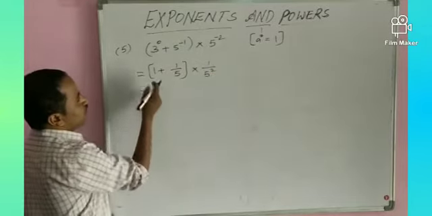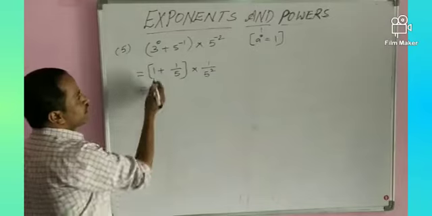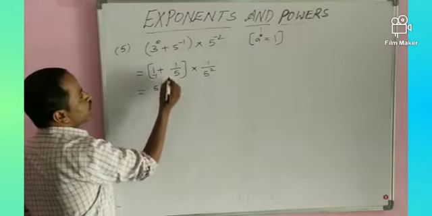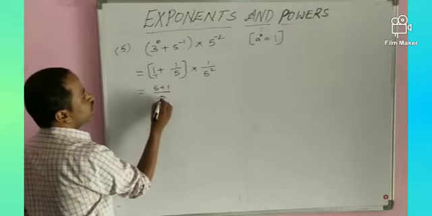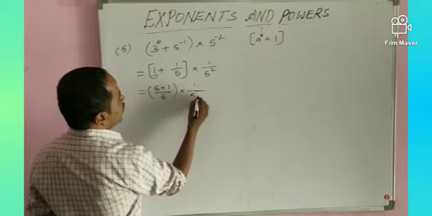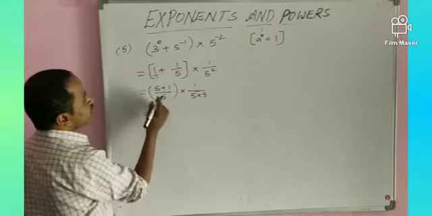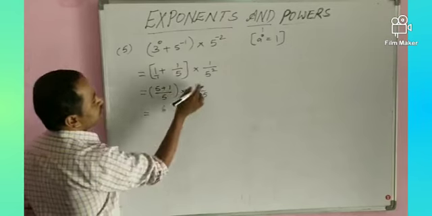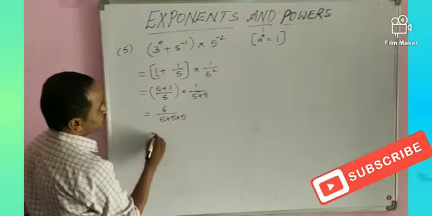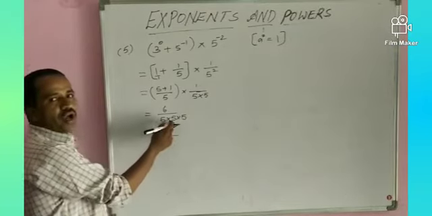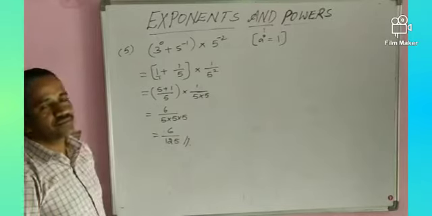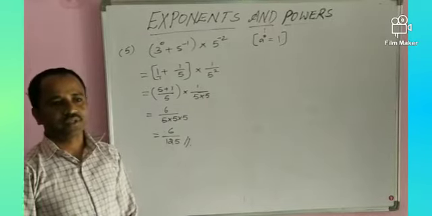Listen, my dear students. 1 plus 1 by 5, do the cross multiplication. 5 ones are 5 plus 1, that is 5 into 1 by 5 square. 5 square means 5 into 5. 5 plus 1 is 6. 6 by 5 into 5 into 5. 5 5s are 25, 25 5s are 125. This is the answer.